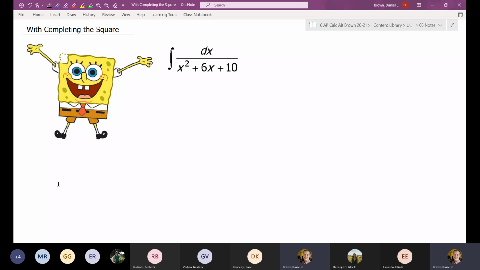Looking at the degrees. The degree of the numerator is 0. There's no variables there. The degree of the denominator is 2. The denominator is winning by more than 1, so it does have to be inverse trig. But right now, it doesn't look like any of the inverse trig formats. We have 3 terms in the denominator.